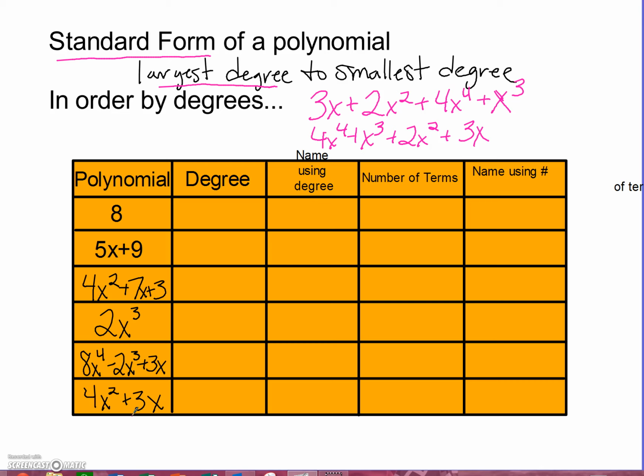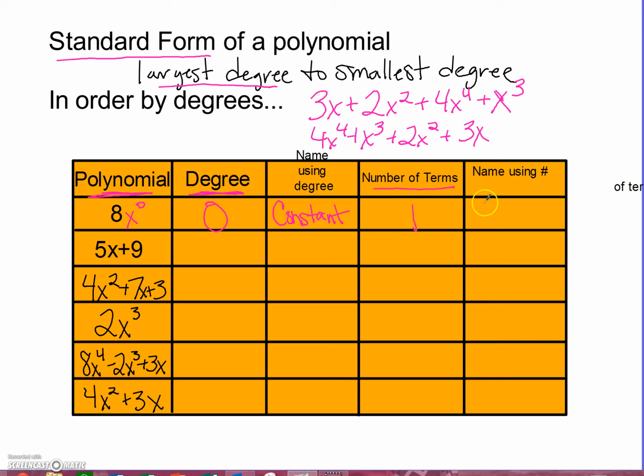All right, so it may ask you to find the degree of a polynomial. This is different than monomials. A polynomial, remember, is usually 3 terms. Some of these don't have 3. So what is the degree? Well, we've already talked about this. This is like 8x to the 0. So what is my degree? It's 0. What is my name using a degree? This happens to be a constant because it's just a number. It's a constant. When it asks you the number of terms, how many terms do we have? We only have 1.